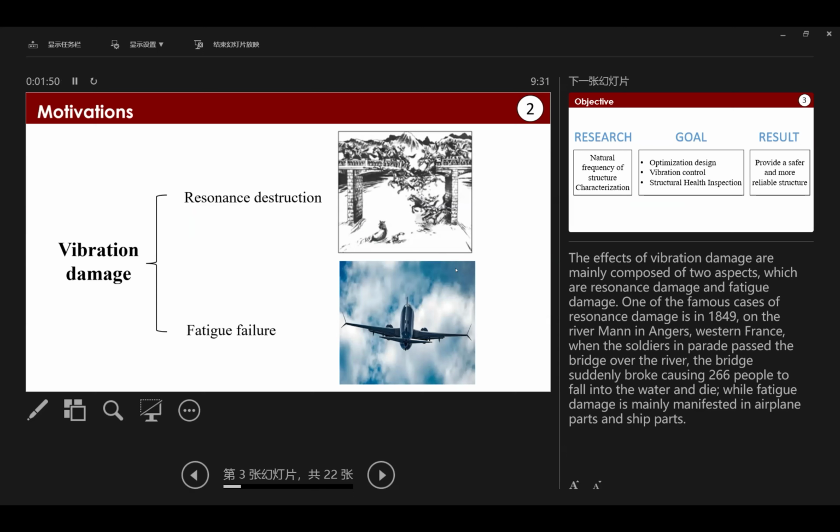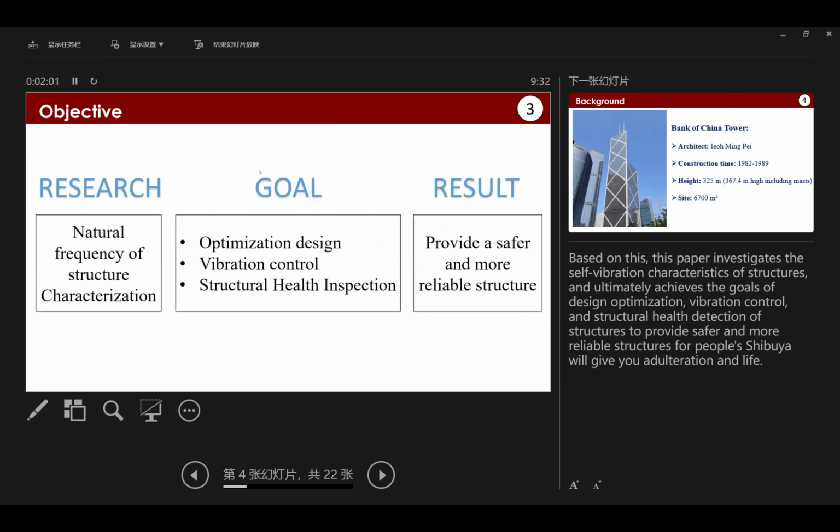While fatigue damage is mainly manifested in airplane parts and ship parts. Based on this, this paper investigates the self-vibration characteristics of structures and achieves the goals of design optimization, vibration control, and structure health detection of structures to provide safer and more reliable structures to people.